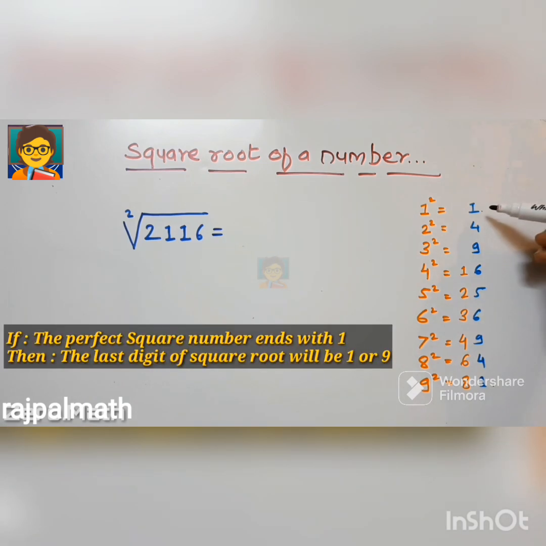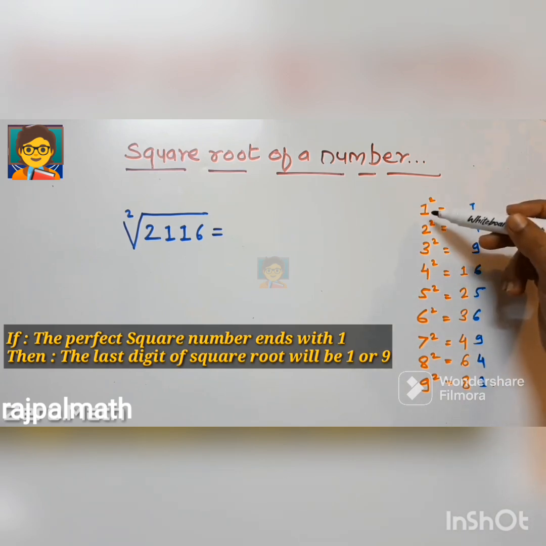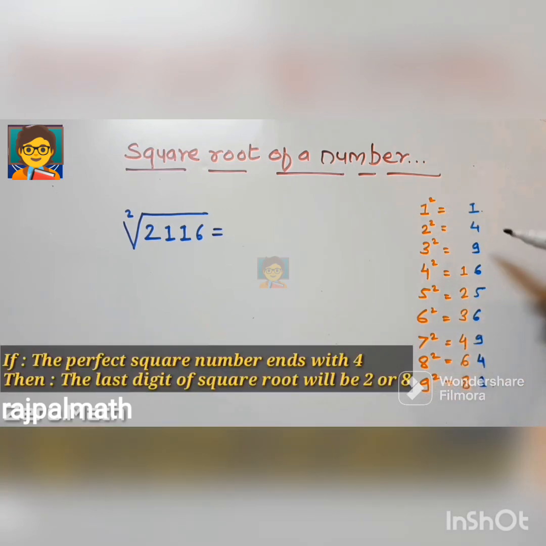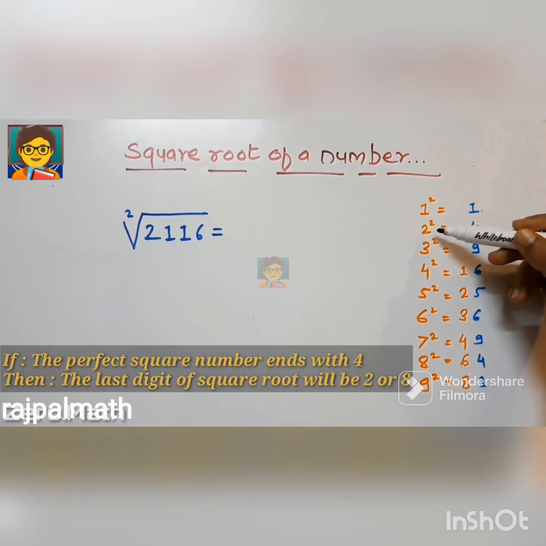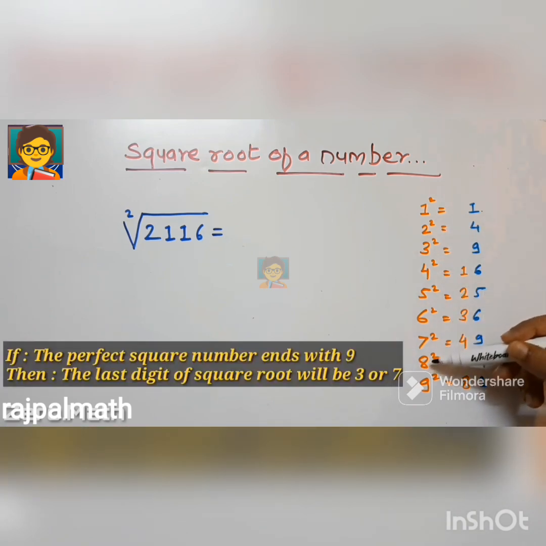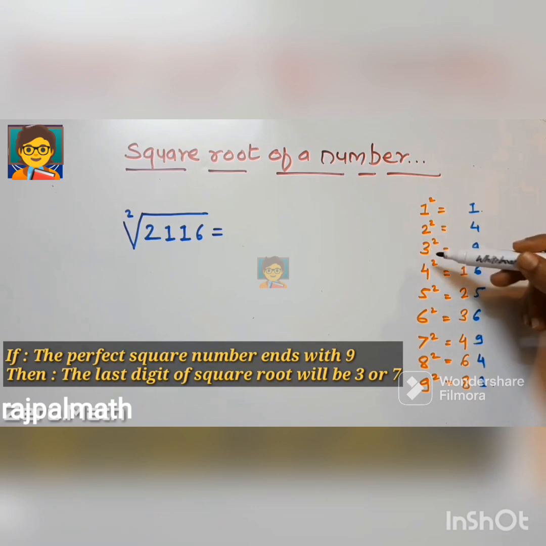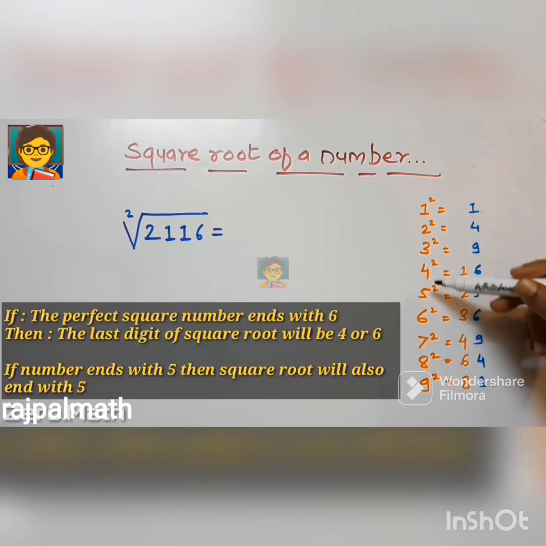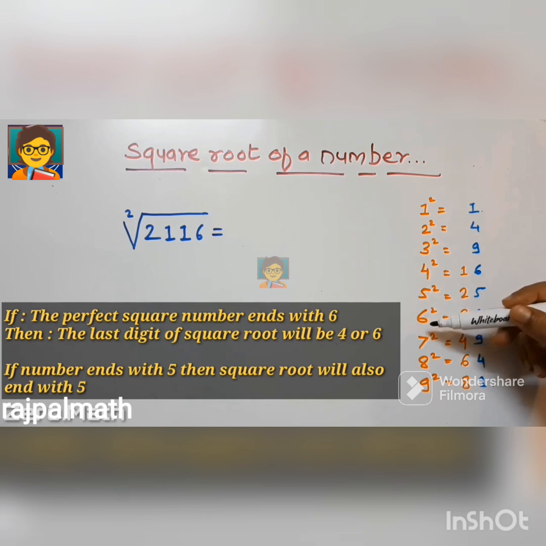If the square of a number ends with 1, then the square root will end with either 1 or 9. If the square ends with 4, then the square root will end with 2 or 8. If the square ends with 9, then the square root will end with 3 or 7, and so on.